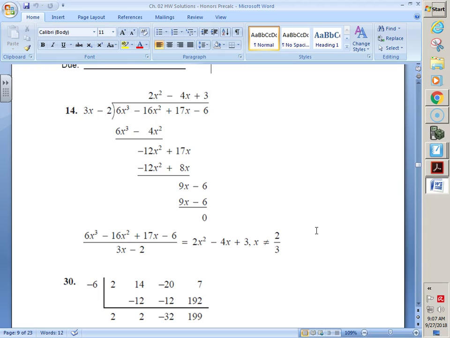But besides the domain restriction, these two are the exact same thing. That's nice, because which one's a lot easier to deal with? I can find intercepts of it. I can find the vertex of it. I can do all sorts of things with it. We haven't talked about holes specifically, but technically there would be a hole at 2/3. Kyle.